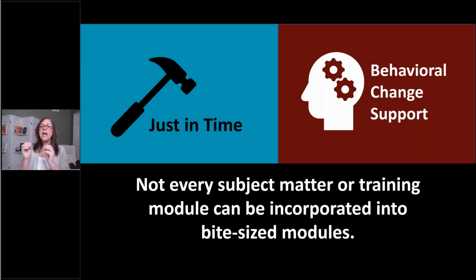Okay. And can we use it to support behavioral change? If we're using it as support, yes, but it's not the sole end all be all. You're not going to create a series of micro learning elements and hope that you're going to get behavior change out of that. What you need to do is create an appropriate training intervention and use micro learning elements to support that intervention. And then you're going to see success.